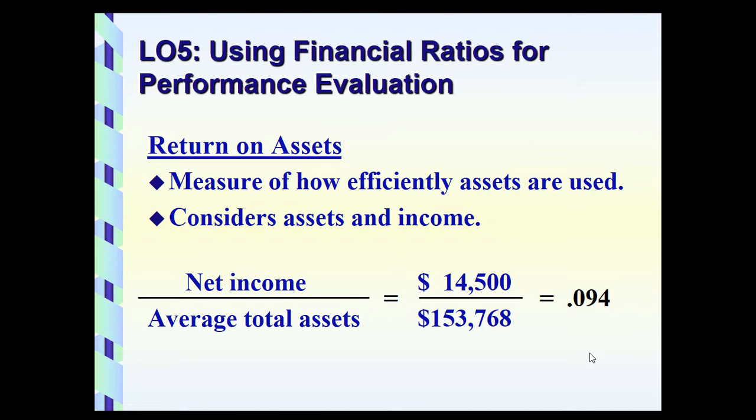So when we're looking at this, the profit margin in and of itself doesn't necessarily take into consideration the amount of assets that are needed to produce that income. So this ratio helps us to look at that. And again, this ratio would also be converted into a percentage. So this particular one would be reflected as 9.4% return on assets.